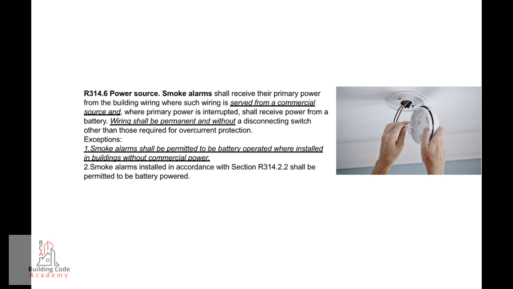Exceptions. 1. Smoke alarms shall be permitted to be battery operated where installed in buildings without commercial power. 2. Smoke alarms installed in accordance with Section R314.2.2 shall be permitted to be battery powered.